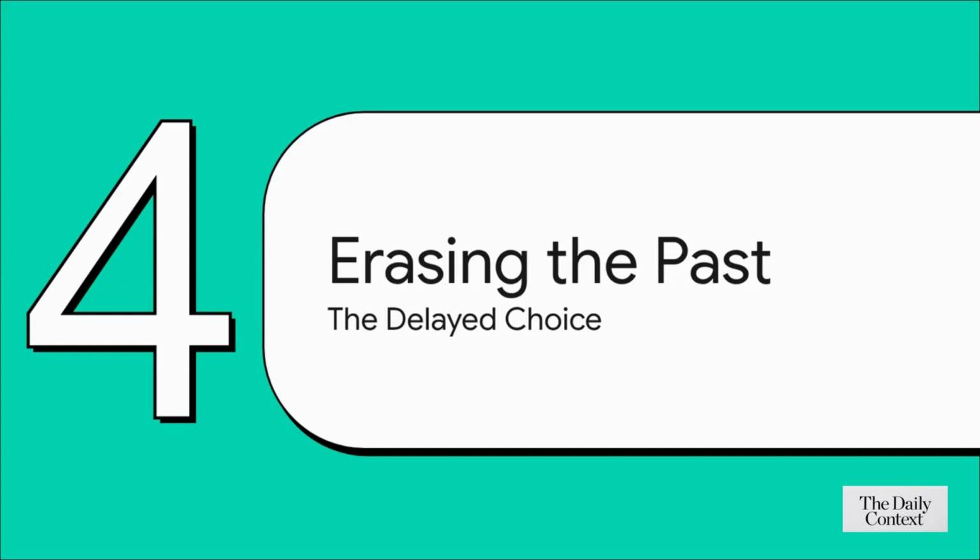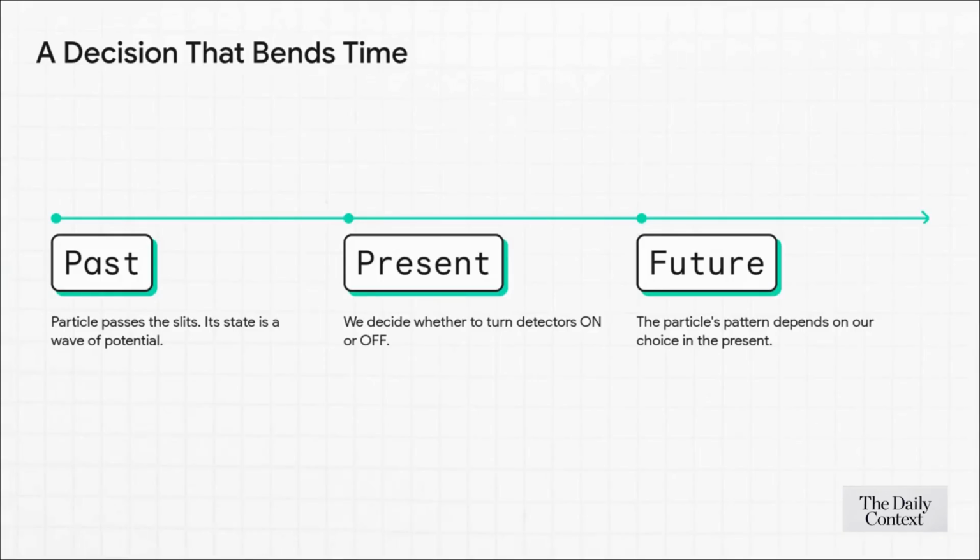If you think that was weird, just buckle up. Because this next part pushes our whole idea of cause and effect right to the edge. What if we decide whether or not to look after the particle has already passed the slits? This is called the delayed choice experiment, and this timeline here breaks it down. So look, at point 1 in the past, the electron has already gone past the slits. It's in that weird, undecided wave-like state. Then, at point 2, in the present, after the event has already happened, we make a choice. Do we turn on our detectors to see which path it took, or do we leave them off?